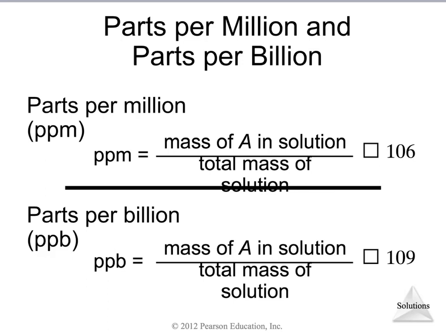what we're multiplying by. So parts per million is just the mass of A in solution divided by the total mass, but we're going to multiply that by 10 to the 6th. So that crazy thing here off to the side, sorry about that guys, should say times 10 to the 6th, not times 106. And then down below, if we're talking about parts per billion, then we know billion is just 10 to the 9th. So we're going to take the mass of A in solution over the total mass of the solution, and then multiply that by 10 to the 9th, which would be parts per billion.